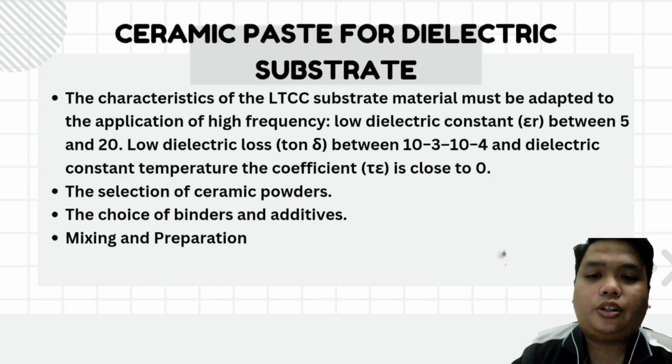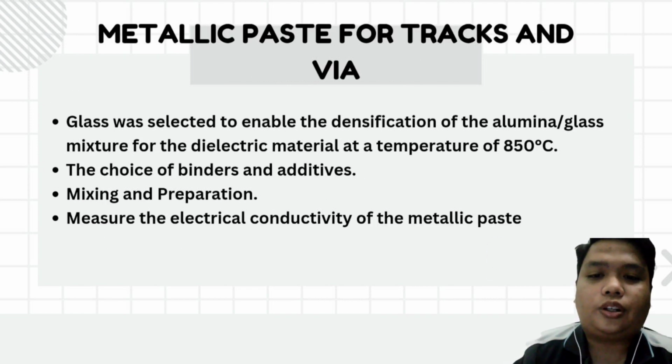Selection of ceramic powder, also the choice of binder additive, then mixing and preparation. For the metallic paste for the tracks and vias, glass was selected to enable the sintering of the alumina and glass mixture for the dielectric material at a temperature of 850 degrees Celsius, with binder and additive. After that, mixing and preparation. And lastly, measure the electrical conductivity of the metallic paste.